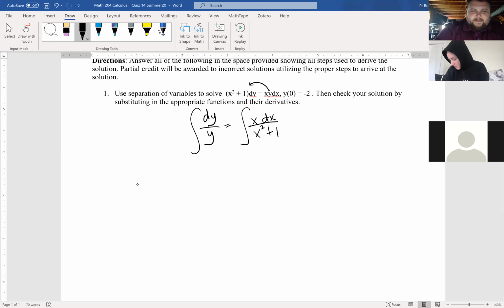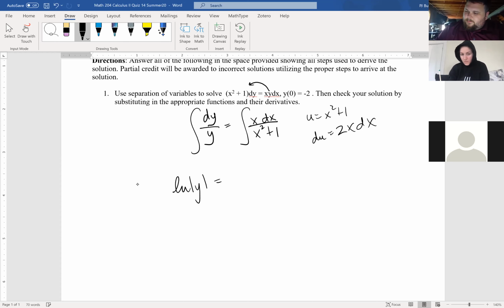The left-hand side is the natural log of y. The right-hand side, if we do a u substitution, if you didn't see it right off the bat, looks like this. And that means we're missing a 2 inside and a 1/2 outside. So that becomes 1/2 integral du over u, or 1/2 natural log of u plus a constant.